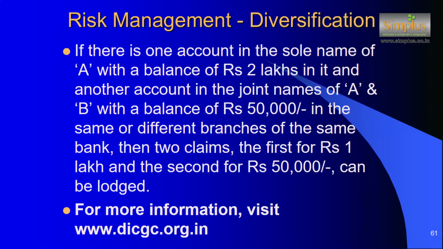If there is one account in the sole name of A with a balance of rupees 2 lakhs in it, and another account in the joint names of A and B with a balance of 50,000 in the same or different branches of the bank, then two claims, the first for 1 lakh and the second for 50,000, can be lodged. Why? It is not the same capacity and right. A is different from A jointly with B. Even though he is the first holder, in one it's a sole holding, in the other it's a joint holding. Joint holding is a different capacity and different right.